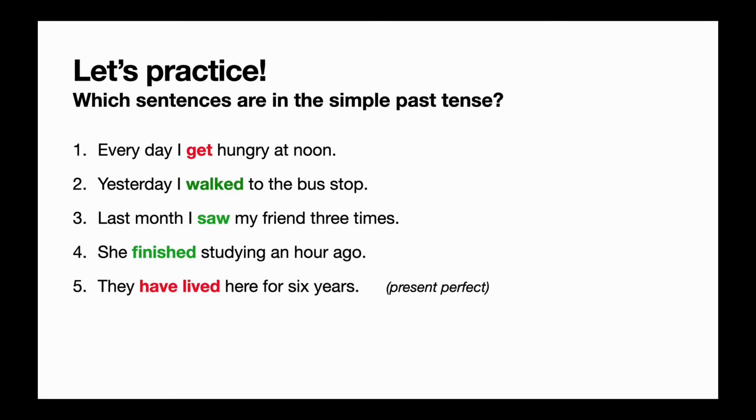Number 5, they have lived here for 6 years. So even though we have the ed ending here, this is not the simple past tense because of the helping verb have. This verb tense is called the present perfect tense. And we can also tell that it's not the simple past tense because of the for 6 years. So if you have lived somewhere for 6 years, that means you are still living there. This is an action that is not finished. So this is not the simple past tense.